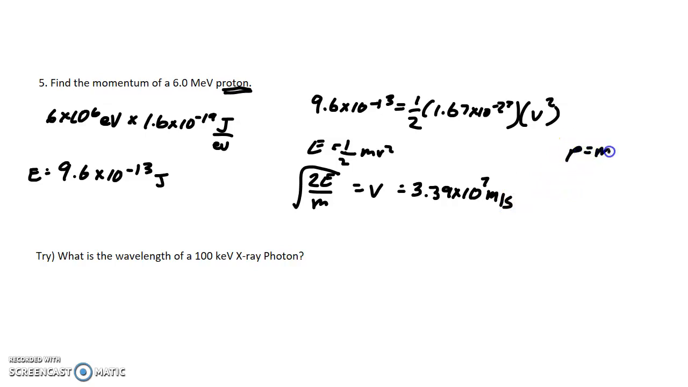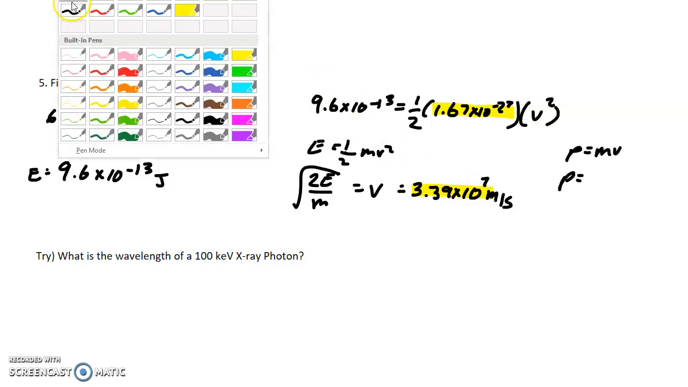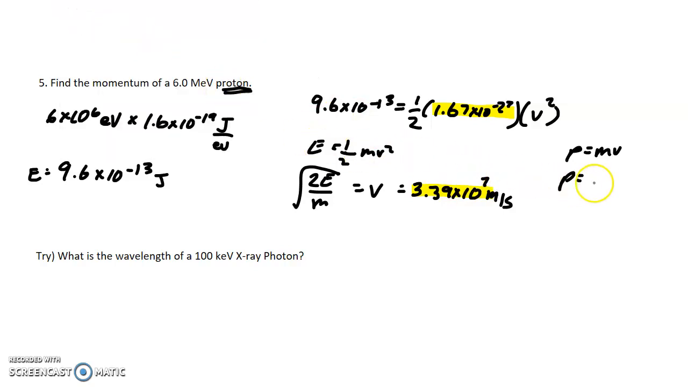Lastly, because we are looking for momentum, we're now going to multiply it again by the mass. So we're just using this velocity and this mass, and when you multiply those two together, you're going to get 5.66 times 10 to the negative 20 kilogram meters per second.